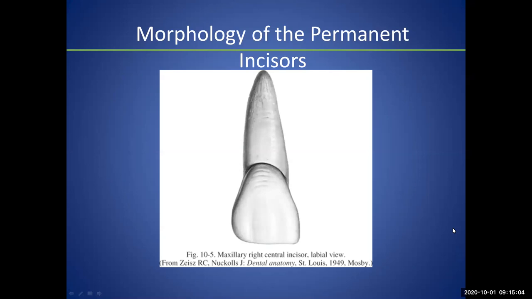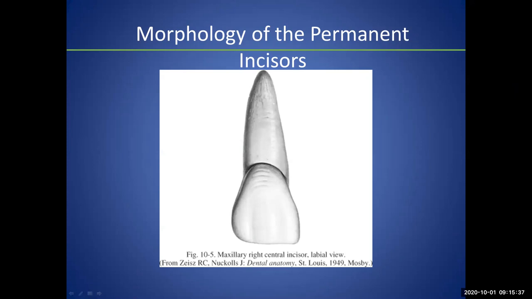So this is the chapter on the permanent incisors. This book right now, this picture is telling you it's the maxillary right central incisor, the labial view. Now, what do we know about the generalities of teeth that will let us know that this is an incisor, first of all, and then how can we determine which is the mesial and which is the distal portion of that tooth? So who wants to go?